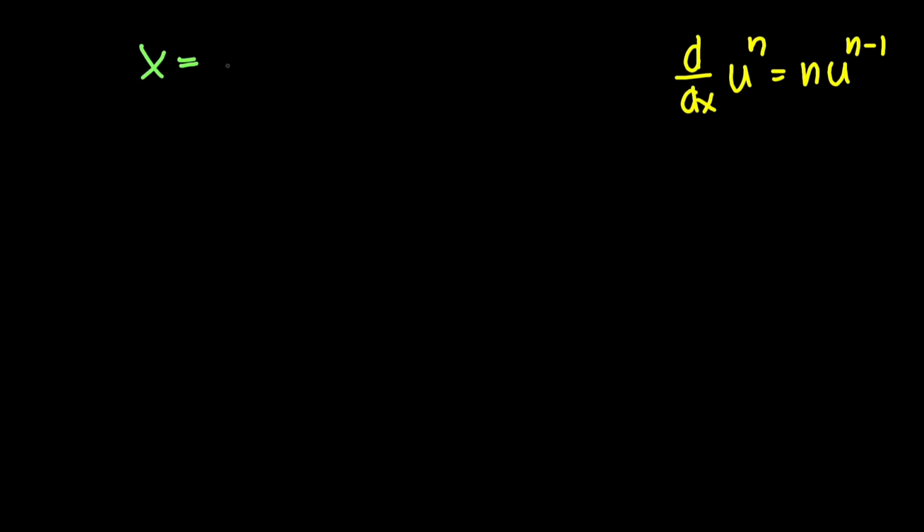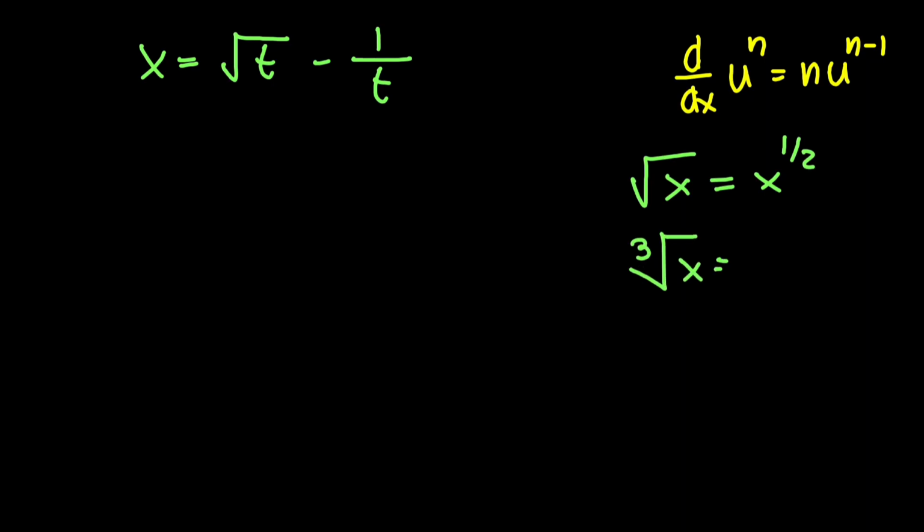X be equal to square root of t minus 1 over t. When we are dealing with a square root here, we would want it in its exponential form. Just a reminder, a square root of x would be equal to x to the power of 1/2. A cube root of x would be equal to x to the power of 1/3. A fourth root of x would be equal to x to the power of 1/4. This is because x here has a default exponent of 1 and a square root has a root of 2.